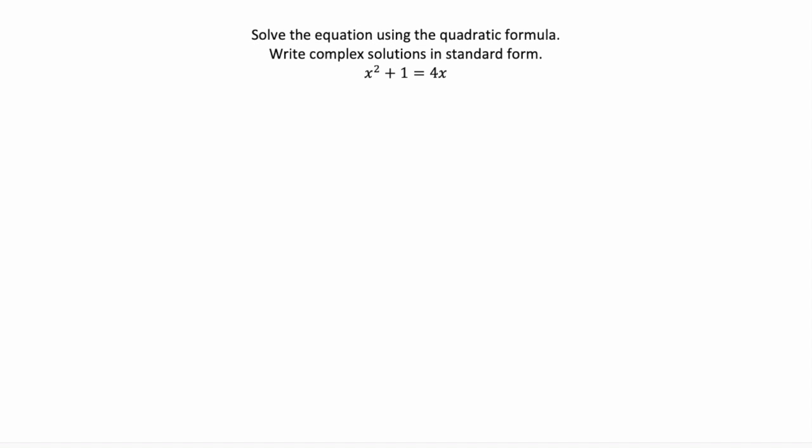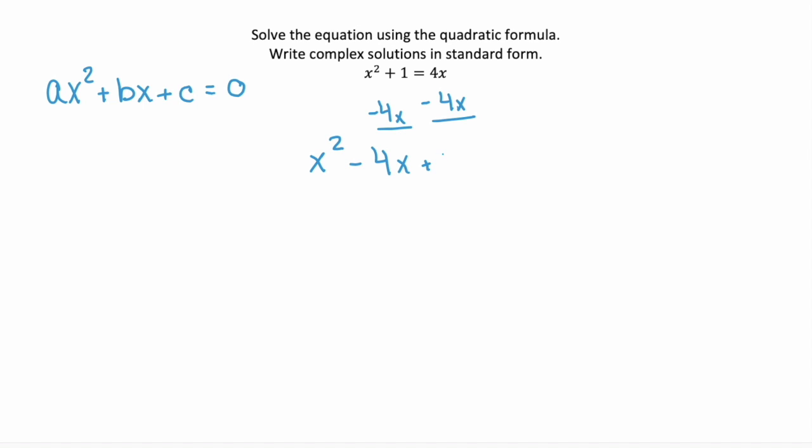Let's look at an example of solving a quadratic equation, and we're going to use the quadratic formula. Now, in order to use the quadratic formula, we need to have our quadratic in standard form: ax squared plus bx plus c equals 0. To do that, we're going to subtract 4x from both sides. That brings us to x squared minus 4x plus 1 equals 0.